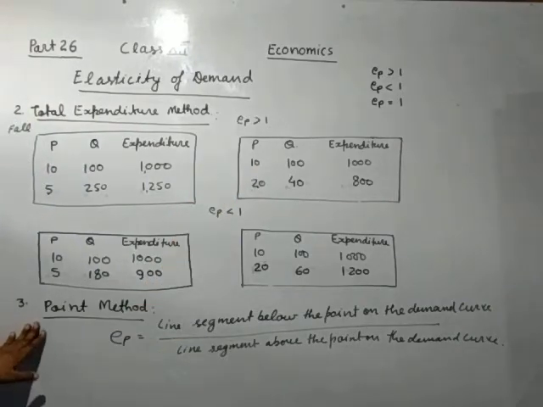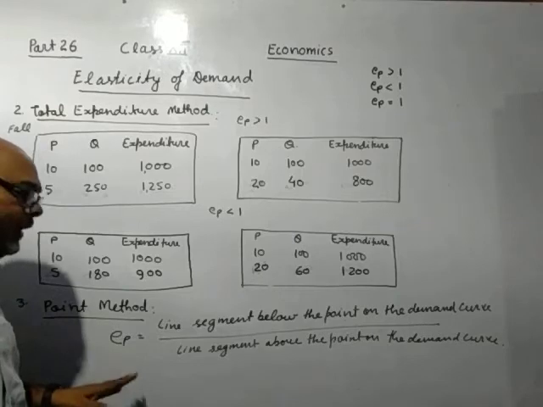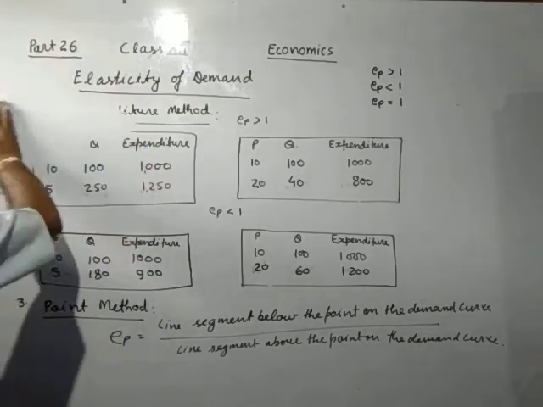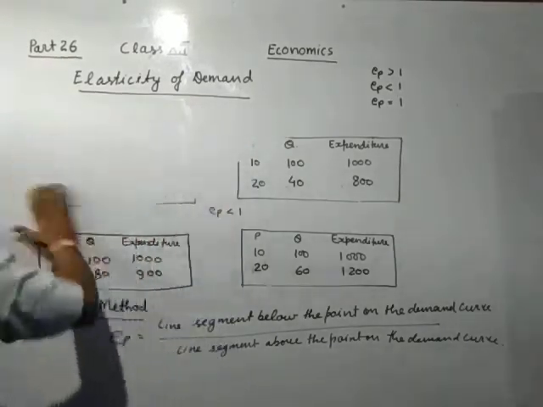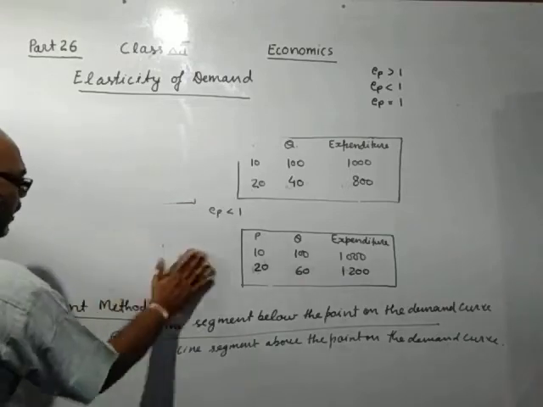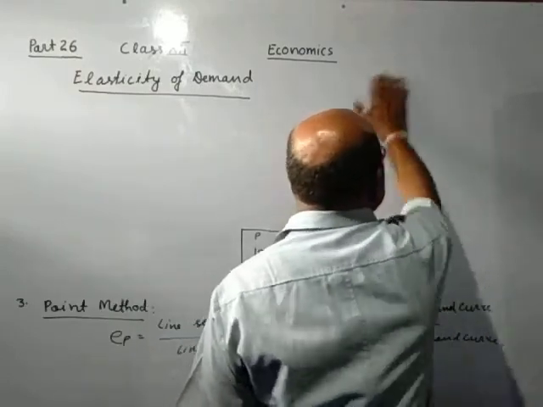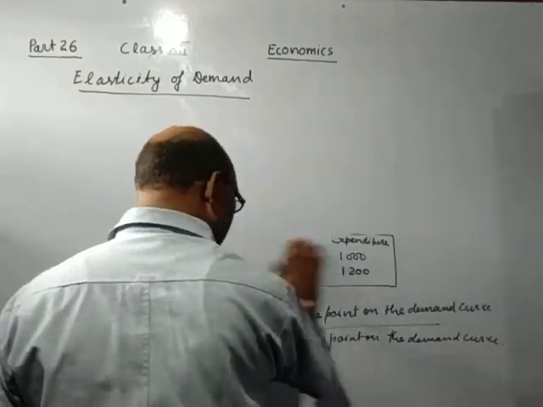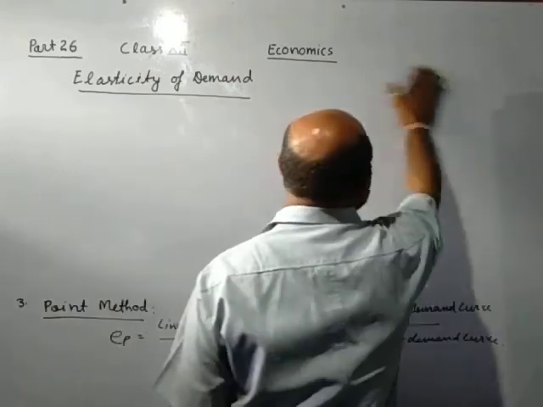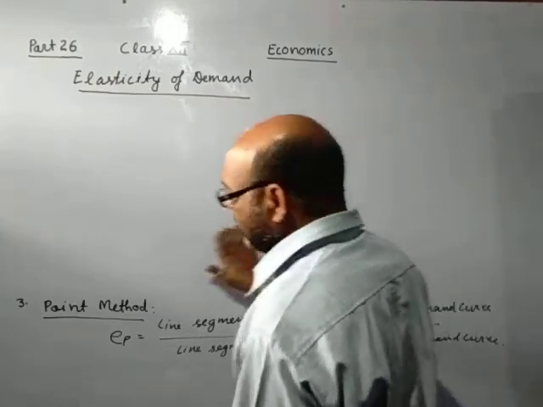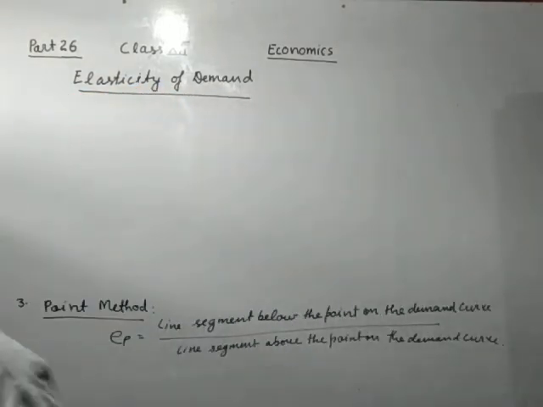Next one is the point method. In the point method, we draw a demand line. First we draw the demand line, and on the demand line, for a particular point, we make the study of the elasticity. The point method is used mostly in those cases where there are no other goods, like monopoly cases.